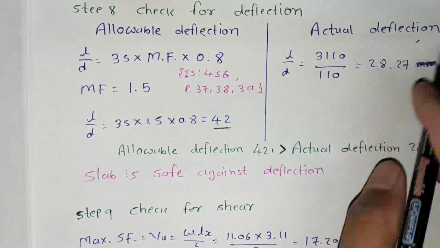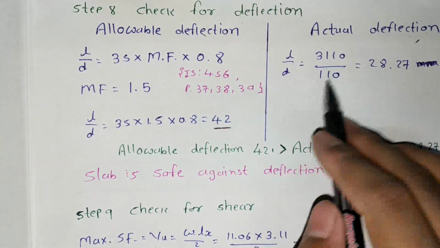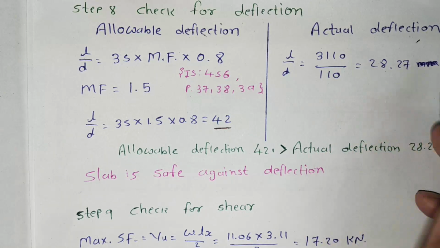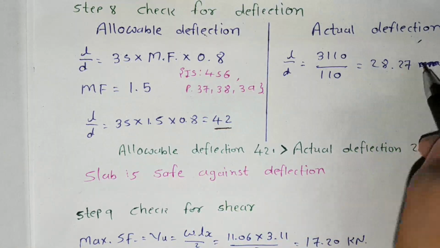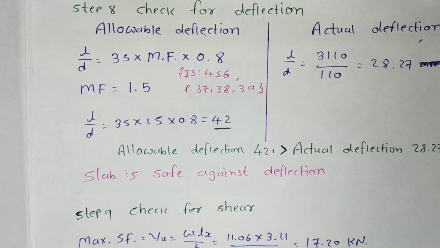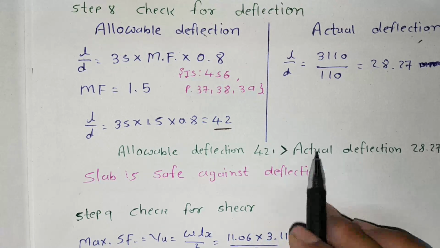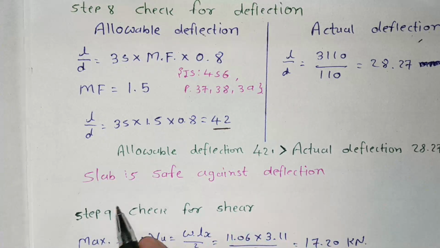Our actual deflection is length upon depth. Length will be 3110 divided by 110. So we get 28.27. You can also mention the unit, which is mm. Allowable deflection is 42 mm, which is greater than actual deflection. So the slab is safe against deflection.